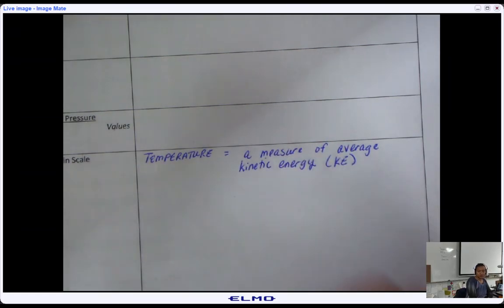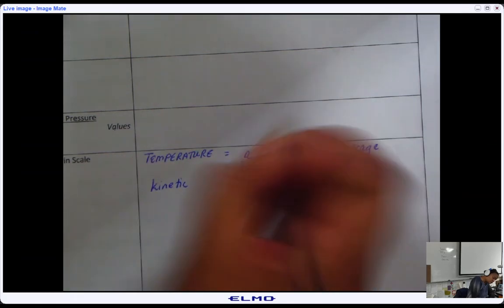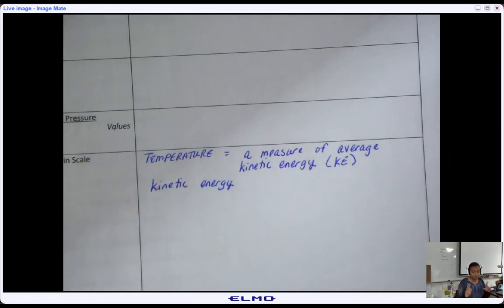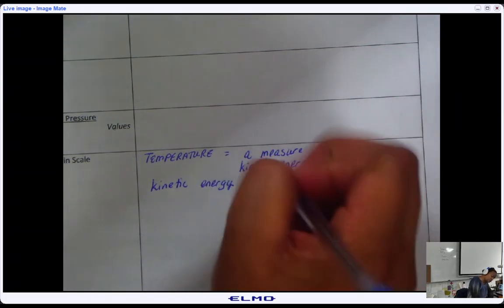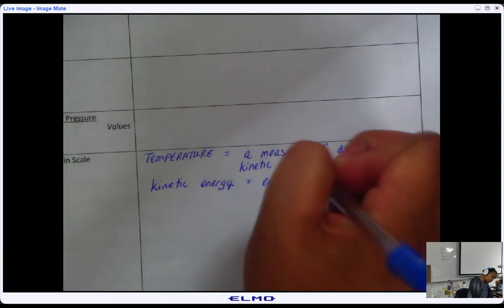Now, can anyone tell me what kinetic energy is associated with? You could go ahead and put your answer in the chat. What is kinetic energy? You've probably heard about kinetic energy and potential energy. Kinetic energy is associated with what? In other words, what do you need to be doing in order to have kinetic energy? That is correct, movement. There has to be movement. So this is energy associated with motion.